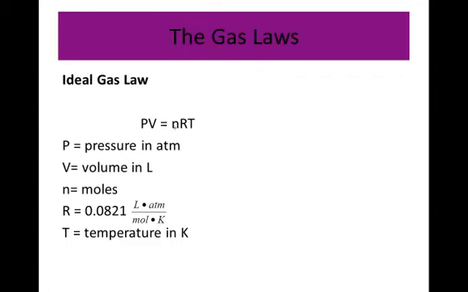N stands for the number of moles, so if they would give you grams, you would need to change it into moles. R is the ideal gas law constant, which means it is the same number all of the time. And we always know what that number is. It's always this 0.0821. And T is the temperature of the gas, and it has to be in Kelvin, which means if it's in Celsius, you'll again have to add 273 in order to get it into Kelvin.